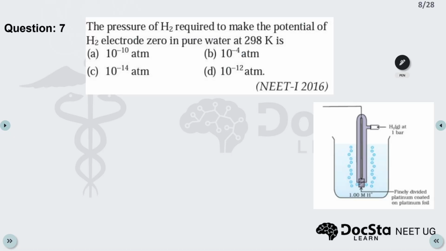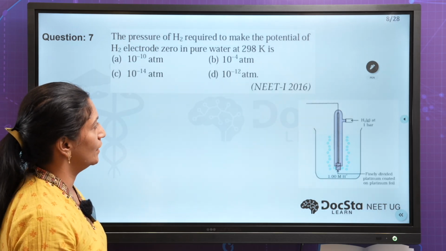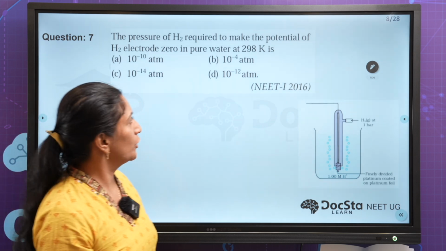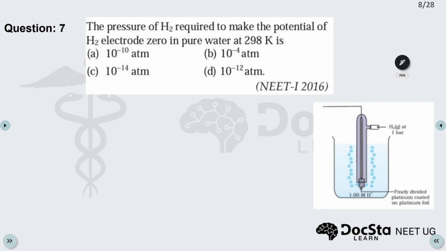Okay, the next question is regarding the standard hydrogen electrode. See, the pressure of hydrogen required to make the potential of the hydrogen electrode 0 in pure water at 298 Kelvin. We are asked to find what pressure of hydrogen gives a potential of 0 in the case of pure water. So let us find how we solve this problem.